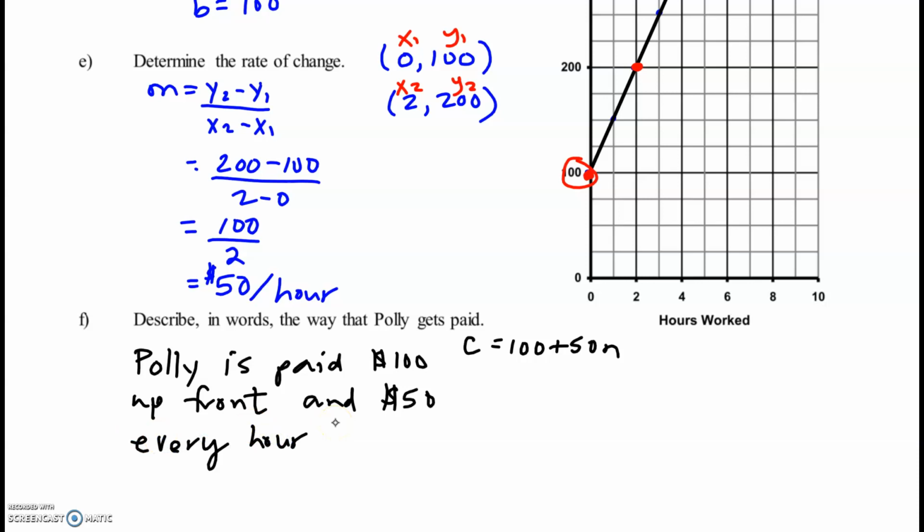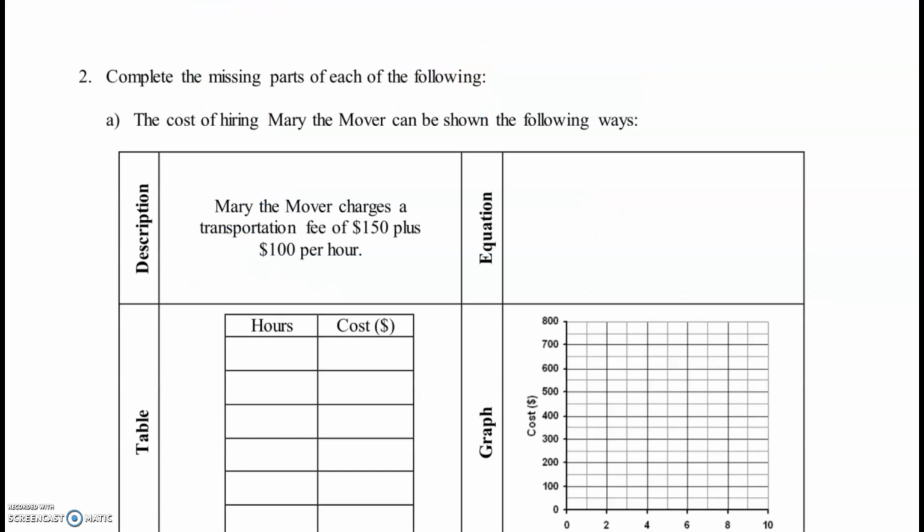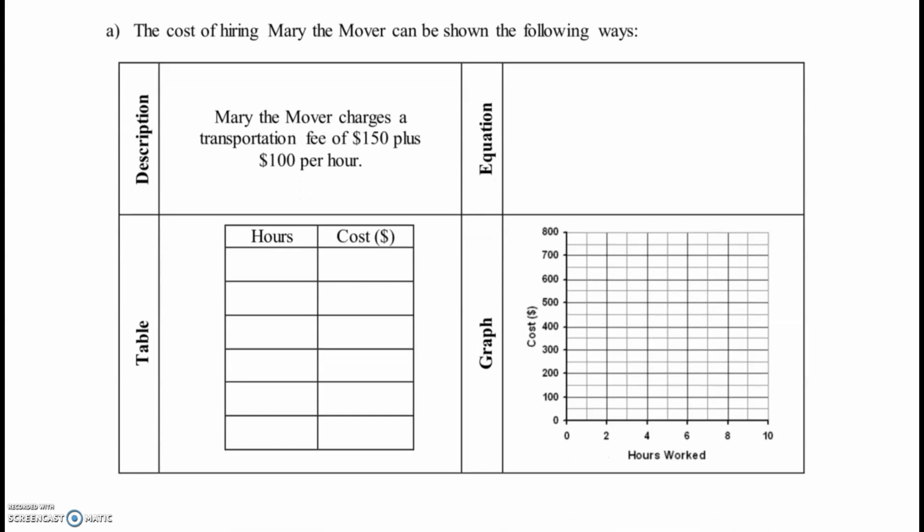Okay, and that describes how Polly gets paid. All right, let's go ahead to the next page, and we're going to practice that rule of 4. So the missing parts. We can see we have the 4 parts here. The situation is the cost of hiring Mary the mover, and it's shown in the following ways. So they gave us the description. We have to come up with the table, the equation, and the graph.